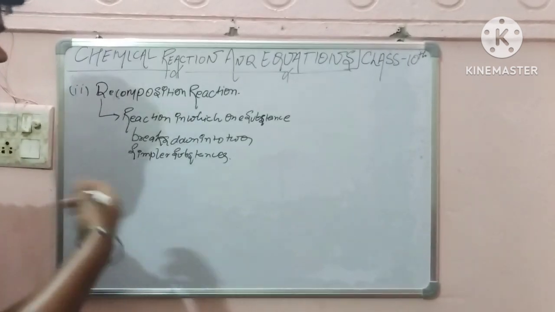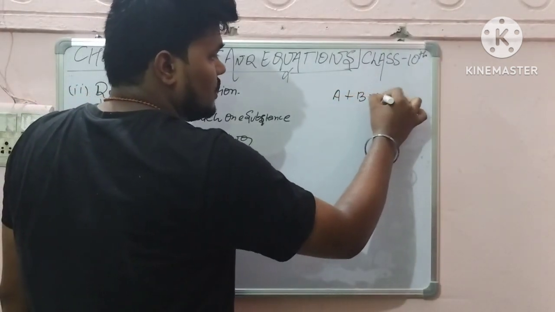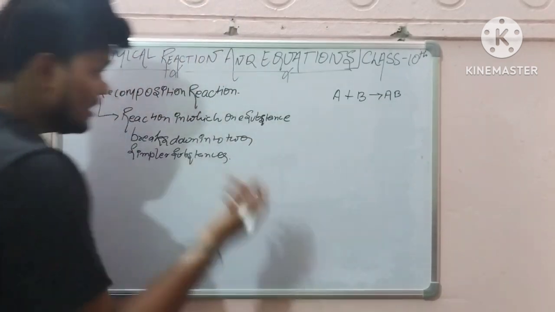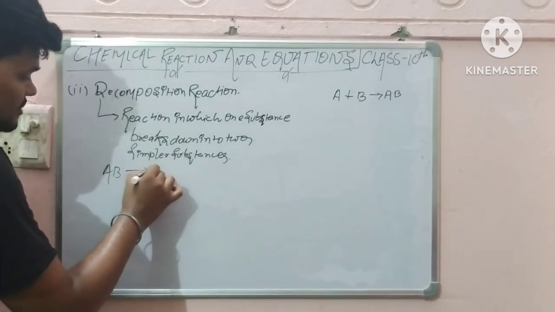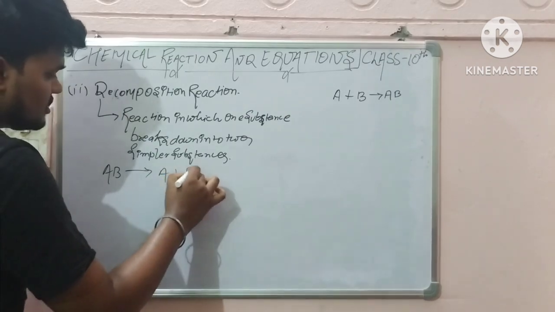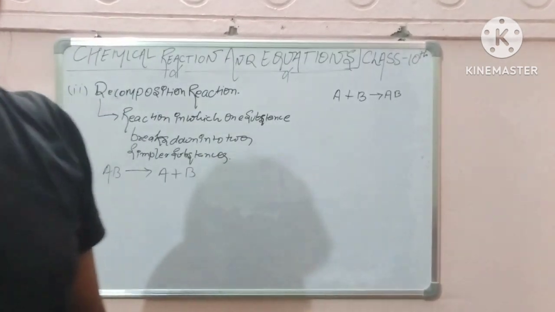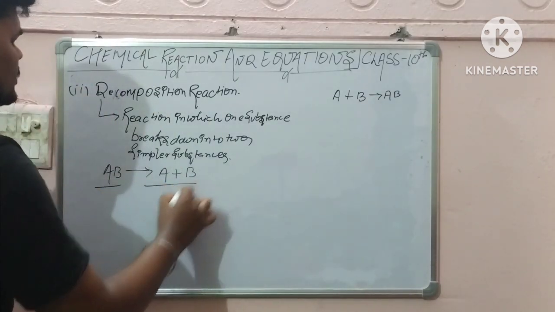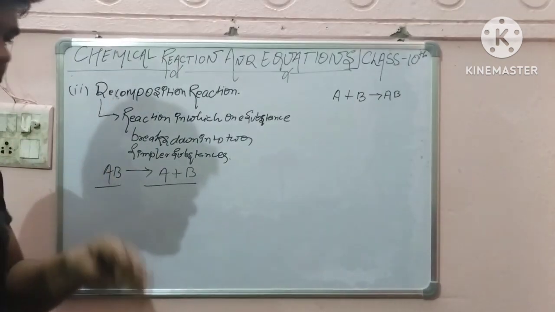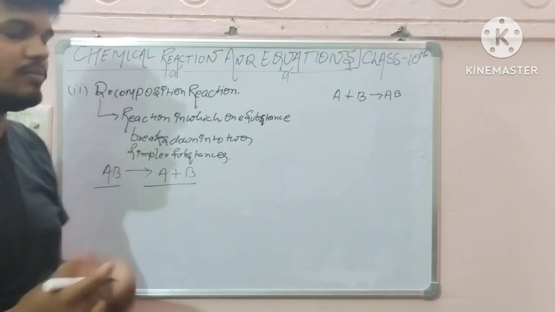Earlier in the combination reaction, A plus B was becoming AB. But here AB is breaking down into A plus B. This is how we can say it. Now, this breaking down happens by 3 methods, because it will not break down directly, it will take 3 methods to break down.